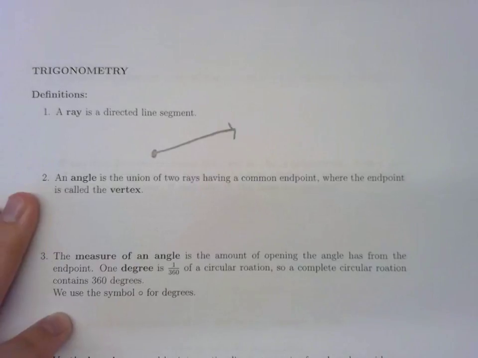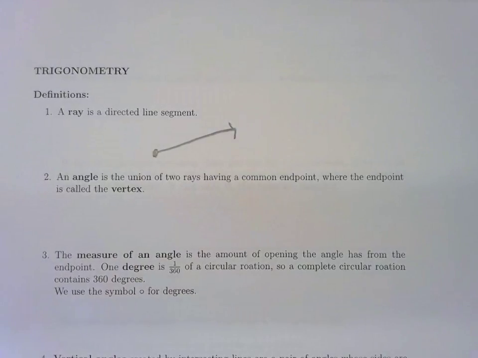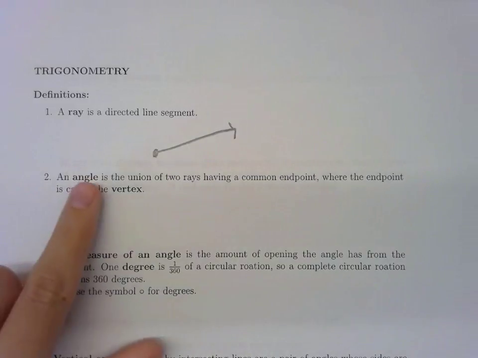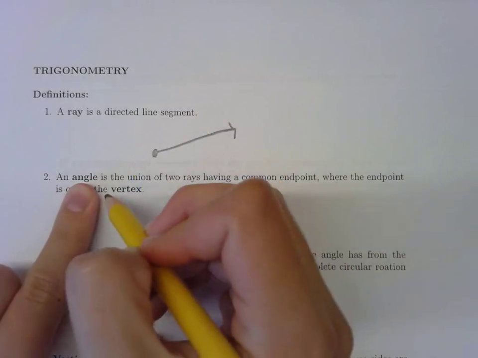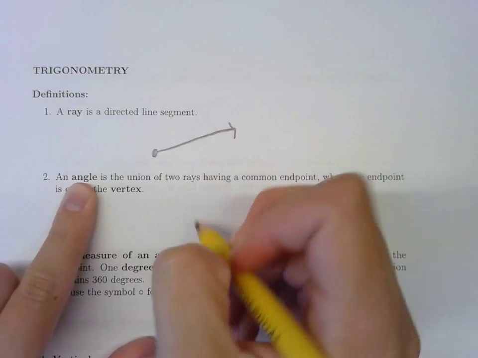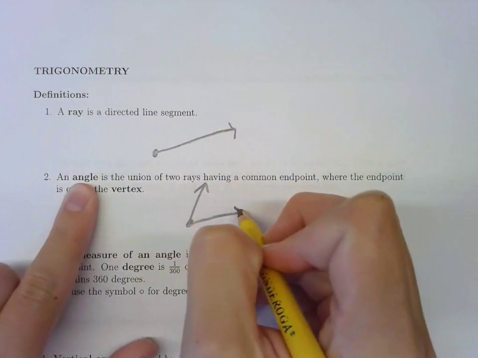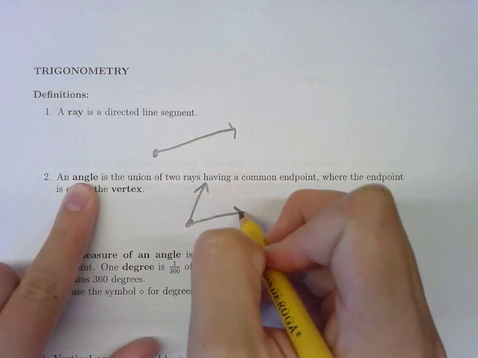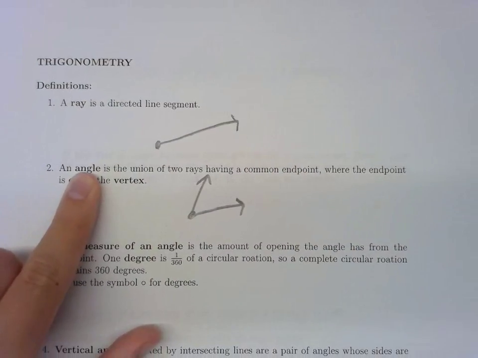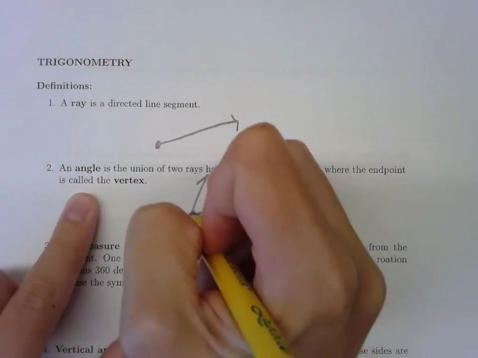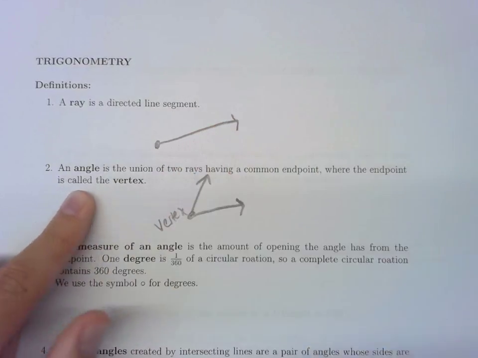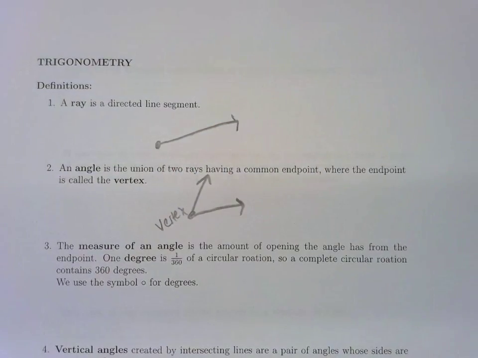An angle is the union of 2 rays having a common endpoint, where the endpoint is called the vertex. Okay, so we've seen an angle before. Okay, but in geometry, this is the definition. It's just an intersection of 2 rays, where we have an endpoint that is common, and then this is called a vertex. Okay, so you guys have seen this before.